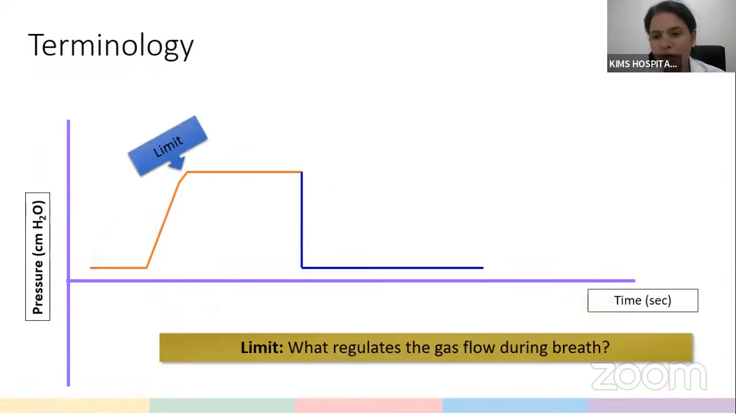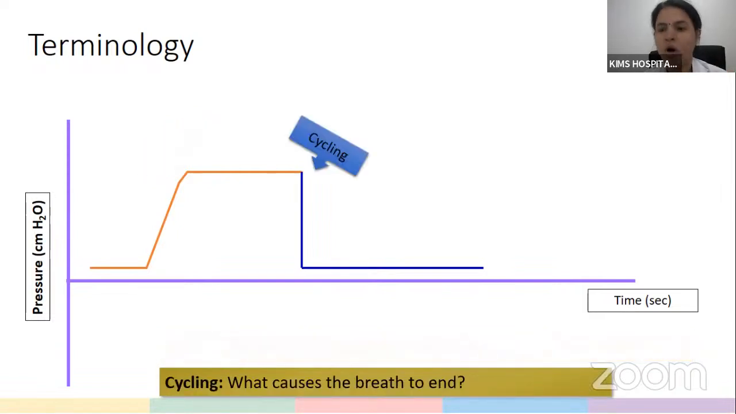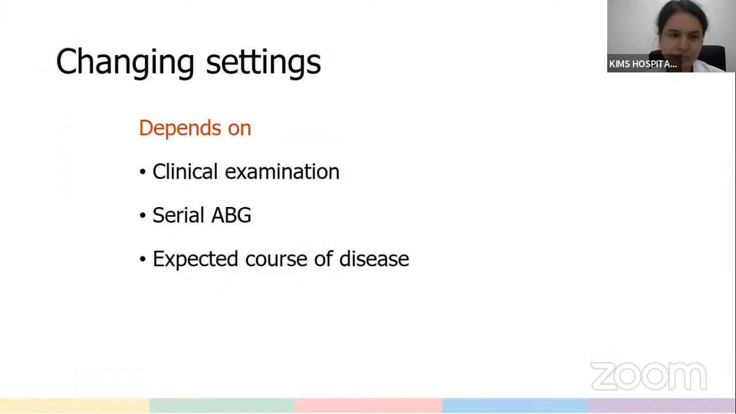The limiting variable commonly can be in the form of pressure. This is set by the peak inspiratory pressure in pressure controlled ventilation or the target tidal volume in volume controlled ventilation. And the cycling variable can be either time or flow. In typical time cycle ventilation, the ventilator cycles from inspiration to expiration at the end of the I time. Or in flow cycle ventilation, as we will be discussing today, this is based on the patient flow.